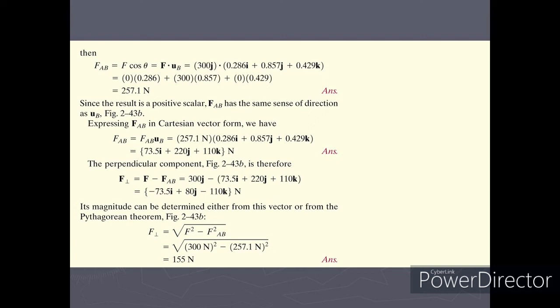Are you following? Now, if you remember, we said the component is going to be given by A dot UA, isn't it? So that's why we got the position vector. So we take the dot product between F and UB, which is exactly what we are doing here, because the component of FAB is going to be F dot UB. F is given as 300j, UB we found it, isn't it? So we now take the dot product, which is what we did here to obtain the magnitude of the component parallel to AB. Are you following?